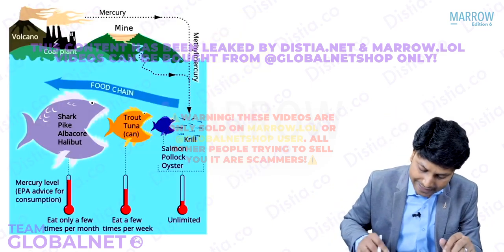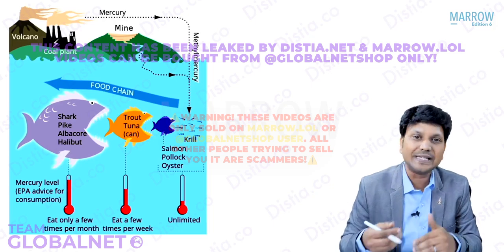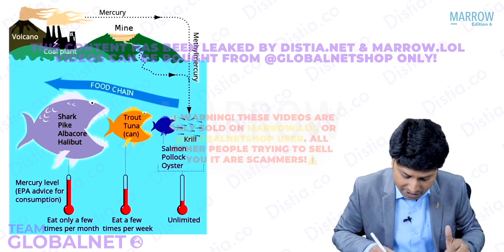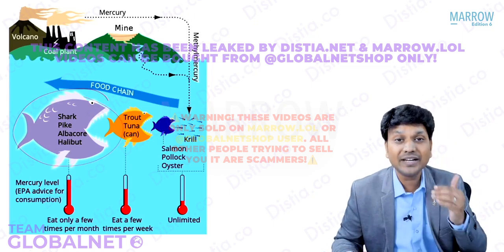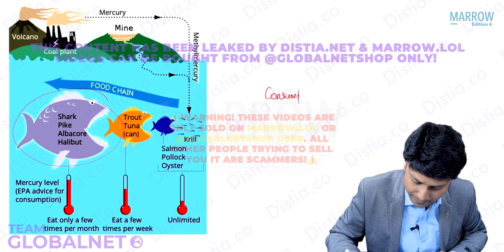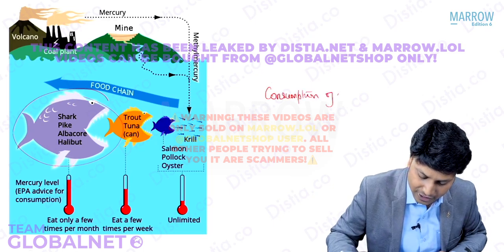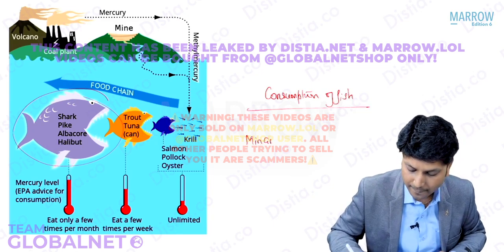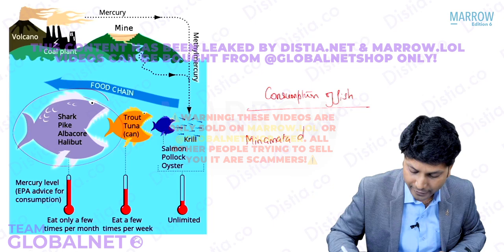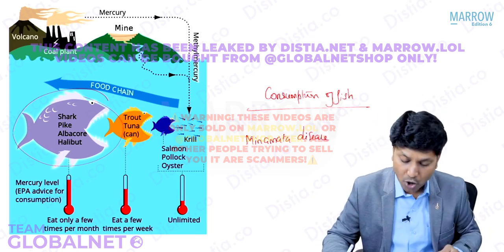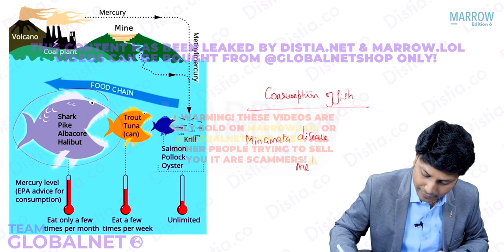It was taken up by small algae, which were eaten by smaller fish, which were eaten by slightly larger fish, which were eaten by much larger fish. When human beings consume this fish, it can cause mercurial toxicity. That is what is called Minamata disease. As I told you earlier, Minamata disease is due to organic mercury, methyl mercury.